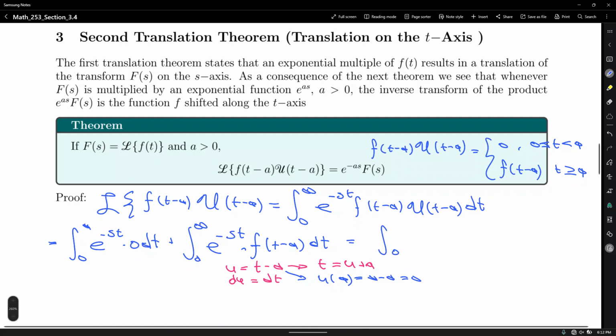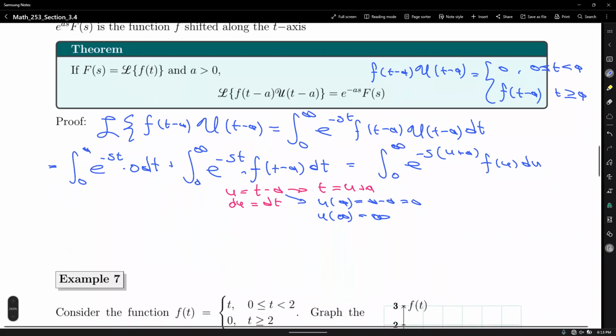So that's going to spawn an integral from 0 to infinity, which is going to take us to the definition of the Laplace transform again. And well, what about u at infinity? Subtracting a from infinity is not going to do any harm. So that remains infinity. All right. So this is e to the negative s times, what is that? u plus a. All right. Times f(t minus a), which we said is u. That's f(u) du.